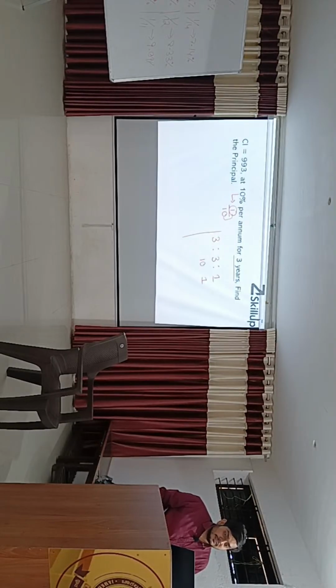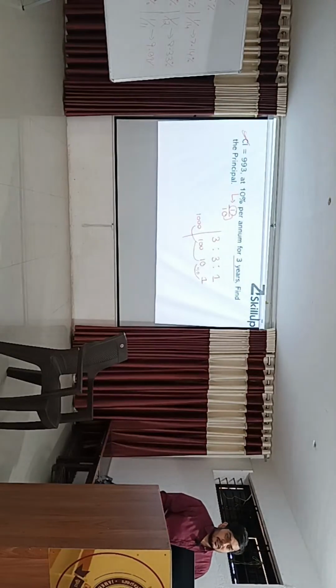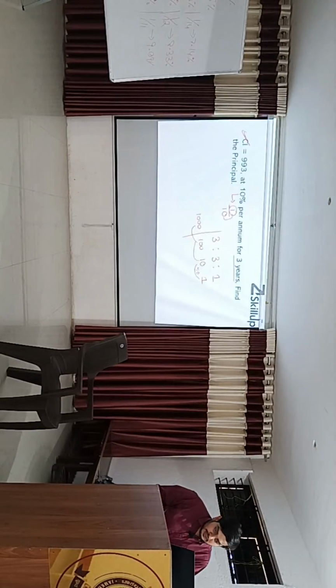Next value is 10 times that, which is 100. The next value is 1000. Correct? What is given in the question? Compound interest. So 3 into 100 is 300, plus 3 into 10, plus 1 into 1, that is 331. So 331 units is nothing but 993 rupees.